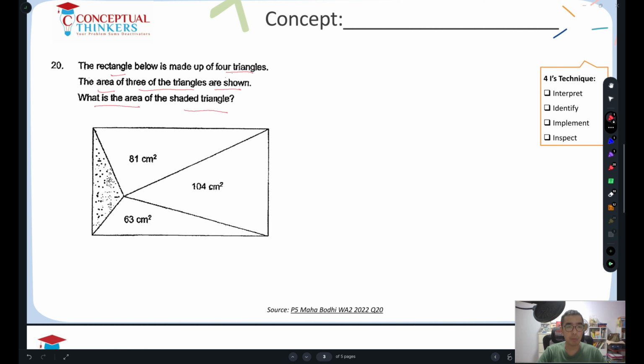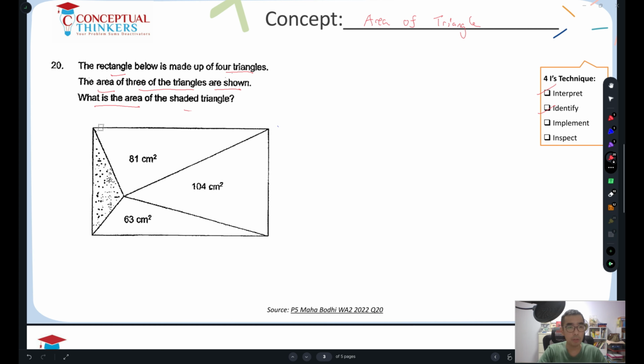So we have 1, 2, 3, 4 triangles, and out of the 4, 3 of them were given in terms of the area. So we have 81 cm square, 63 cm square, and 104 cm square. Now our job is to find the area of this shaded part. So the concept here will be area of triangle. So let me just write down area of triangle. So we did interpret the question and identify the concept. Okay, let's start to implement the steps to solve this question.